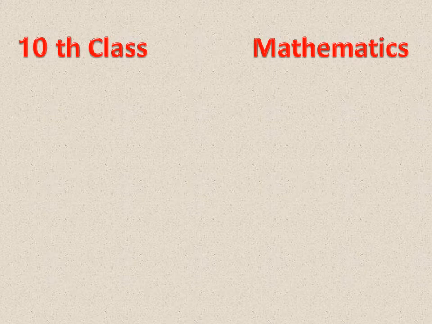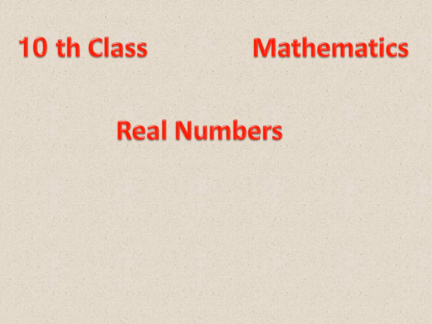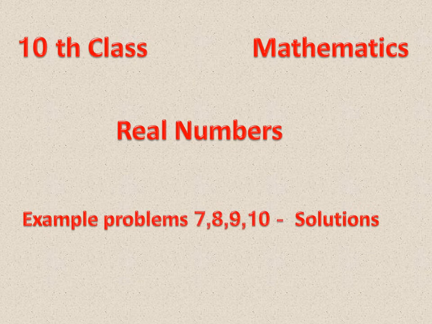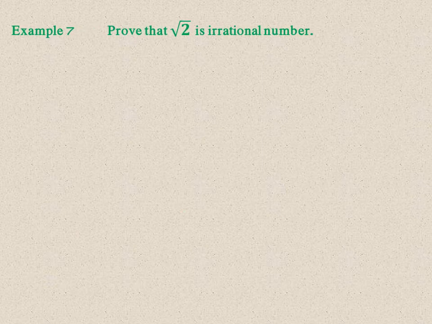10th class mathematics, real numbers. So here we discussed example problems 7, 8, 9, 10 and their solutions. First we take example 7. Prove that root 2 is an irrational number.